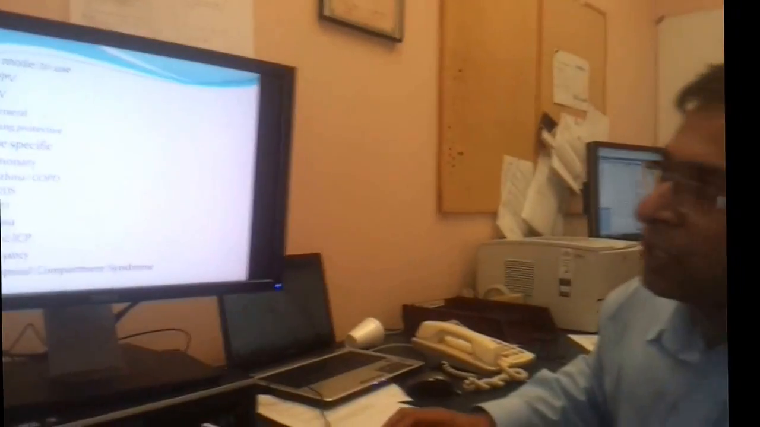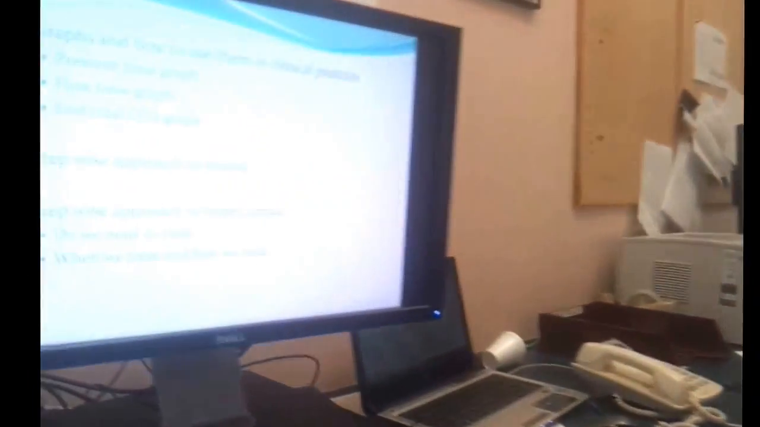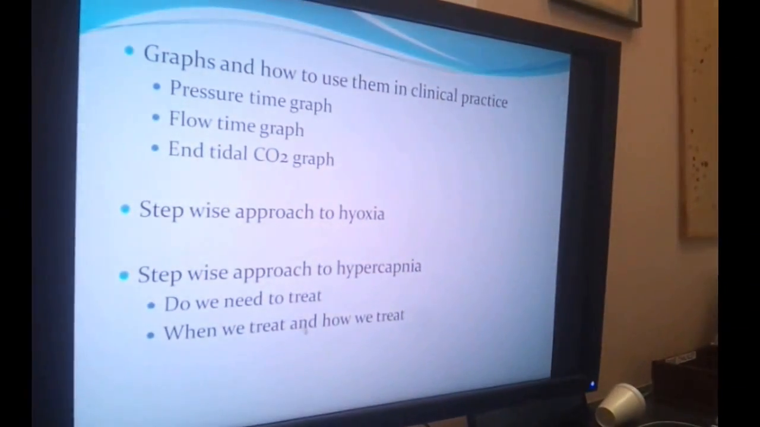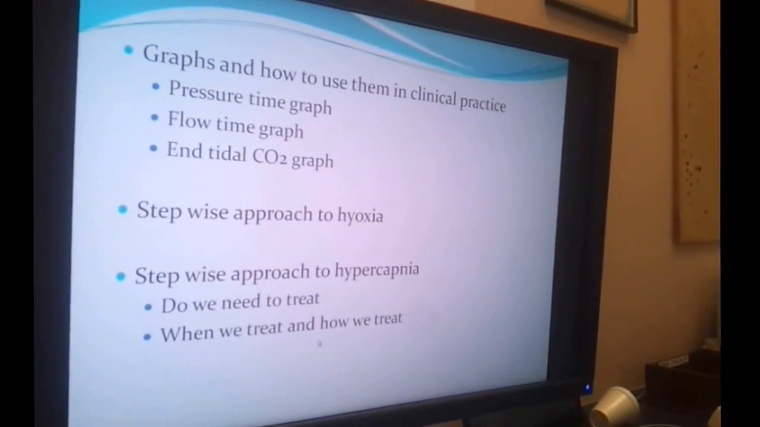Okay, so these are the things we need to know as emergency physicians, because these are extremely common scenarios which we come across in our daily life in ED. Going further, there are a couple of things that puzzle us all when we stand in front of the machine.